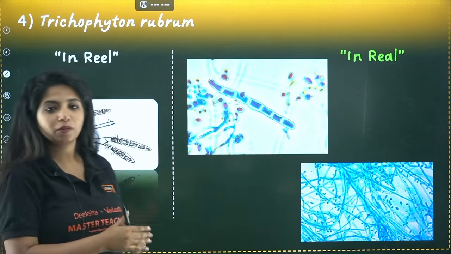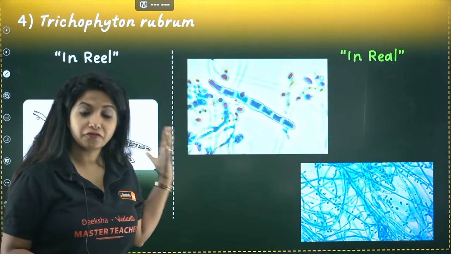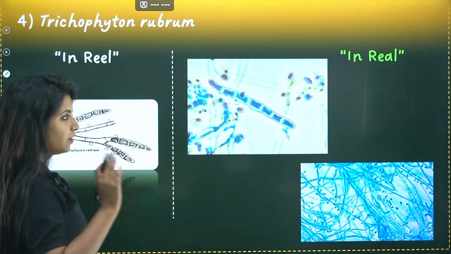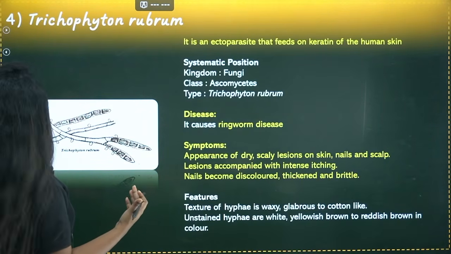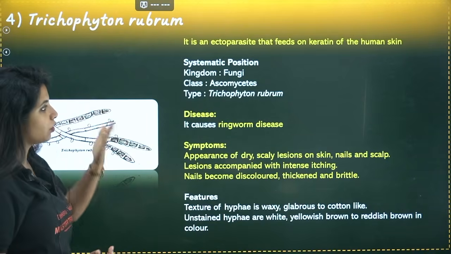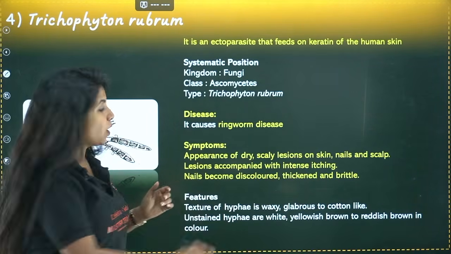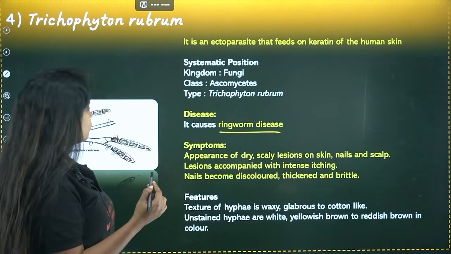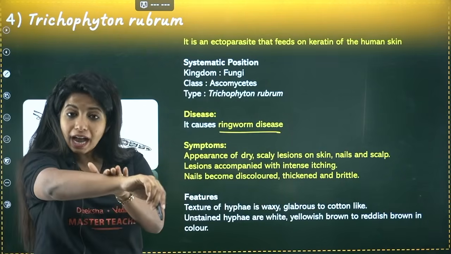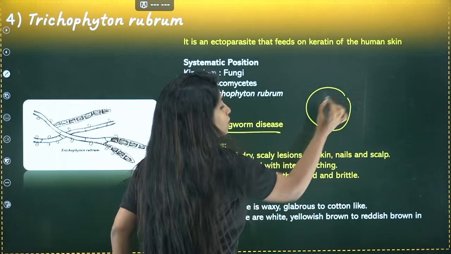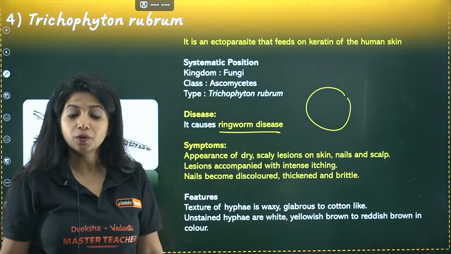Now Trichophyton rubrum, it looks like this. It's what? A fungus. So always remember that. And how do you write everything about it? So it causes ringworm disease. Why ringworm disease? Because as I told you, on our skin, it makes a round structure like this. So it feels like there's a worm that is there.